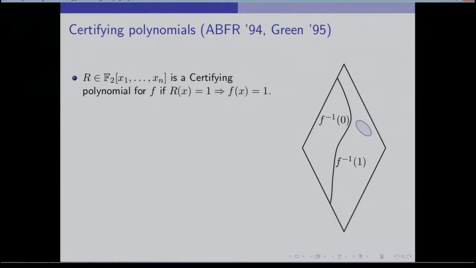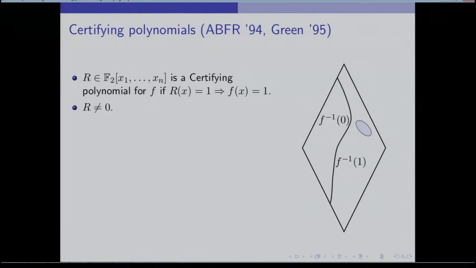So the polynomial that I'm thinking about, so this again is my function, is going to be 0 on all the zeros of my function, and it's going to be 1 possibly only on a small subset of my 1s. So it guarantees me that when the polynomial is 1, the function is 1, but I don't have any guarantees on the error. Okay, so the polynomial, the way I've defined it, in fact, it could be 0 everywhere. So that's a certifying polynomial.